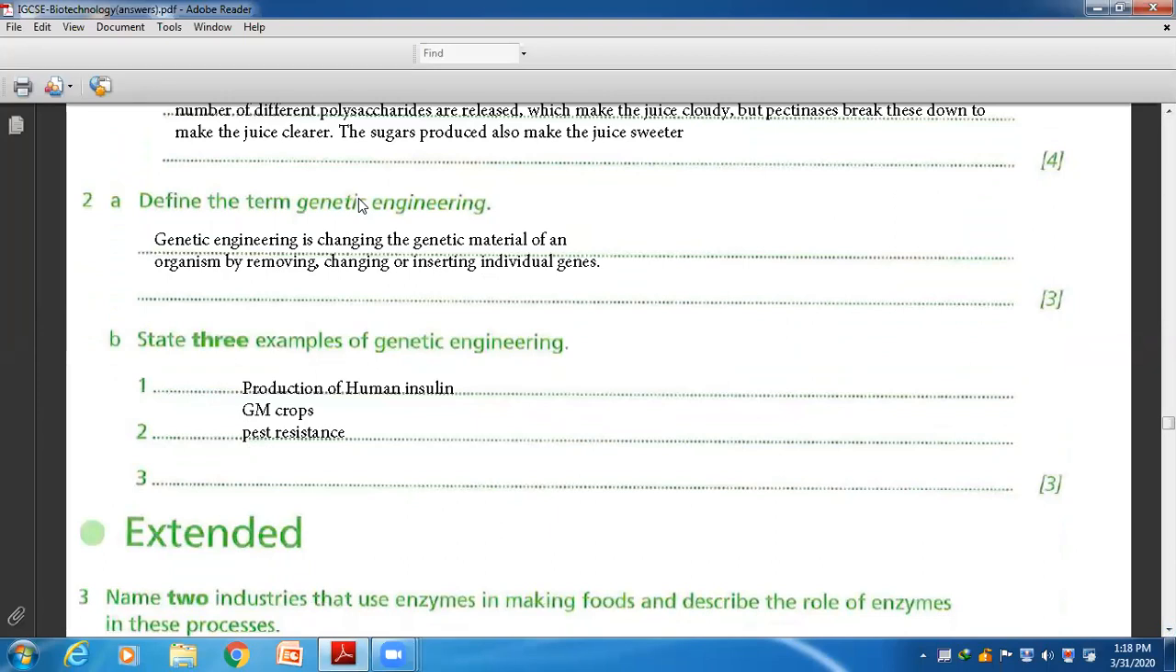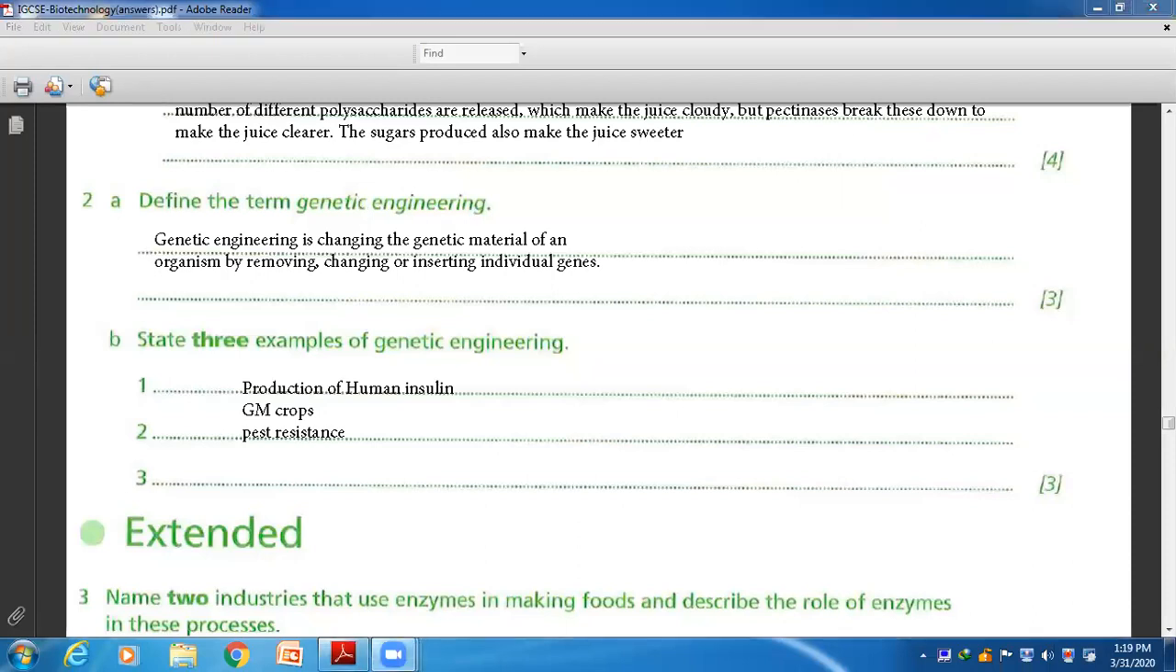Okay, for the clarification of fruit juice, yes, we are using that. When we make fruit juice, it is cloudy because between two plant cells there is pectin, and pectin joins both cells with each other, right? So if we mix that with the pectinase enzyme, the pectinase will digest that pectin and will make the juice clear. So that's why we are using it.